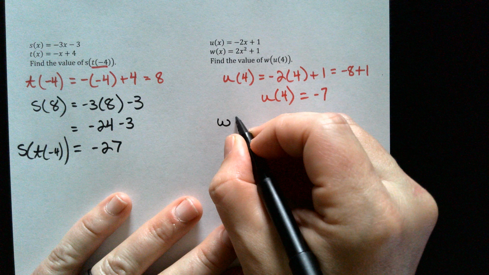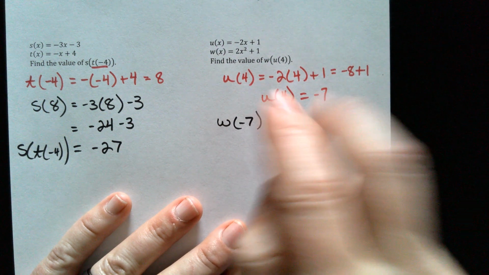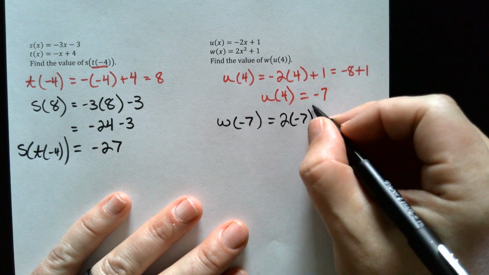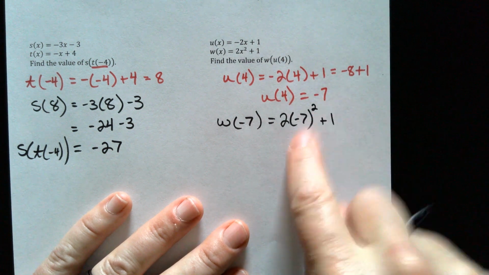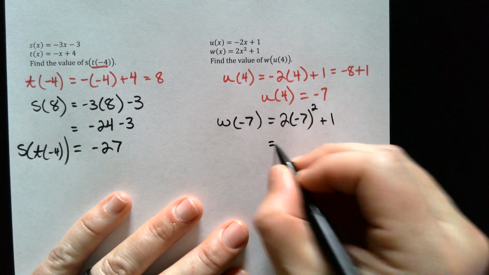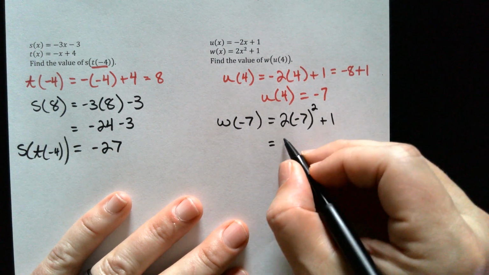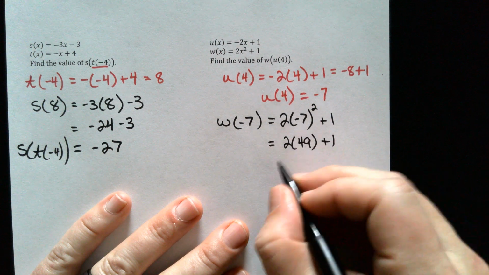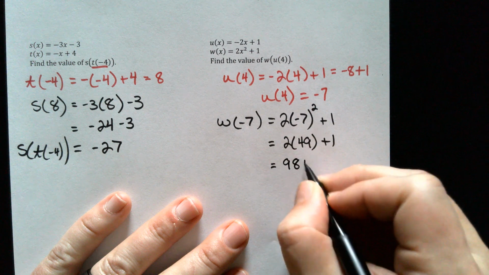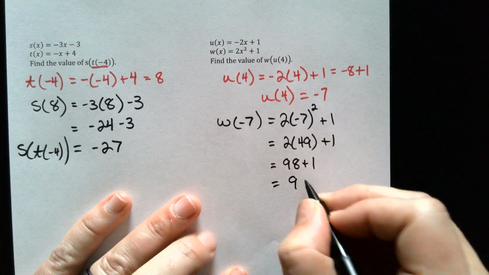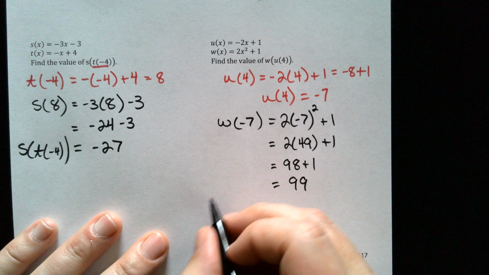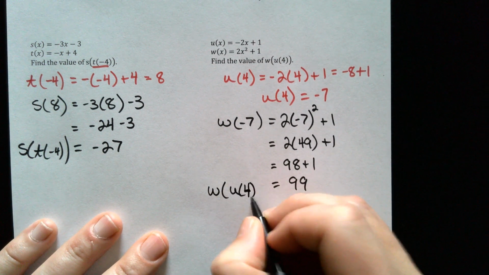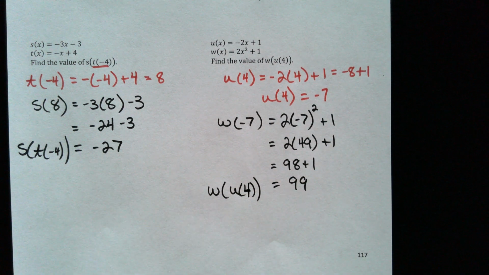So we'll be finding w of negative 7. We plug a negative 7 in place of x, so we get 2 times negative 7 squared plus 1. Remember, you have to do the square part first. Negative 7 squared is 49. So 2 times 49 plus 1. 2 times 49 is 98, plus 1 equals 99. So w of u of 4 is equal to 99. And that's it.